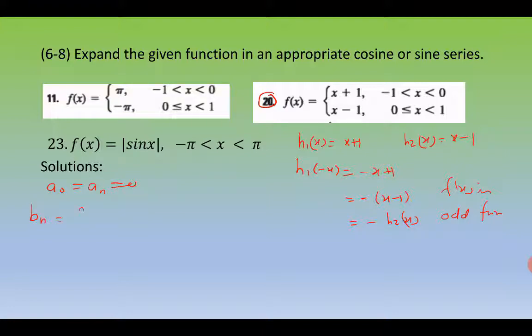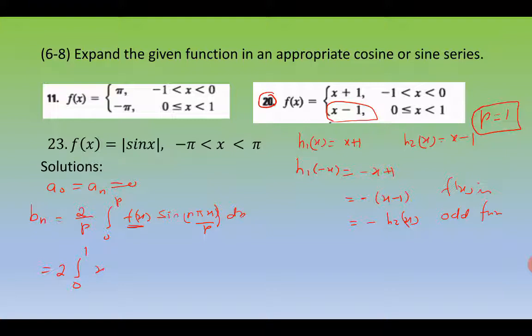Only to find bn, the formula is 2 over p times the integral from 0 to p of f of x sine n pi x over p dx. What is p here? Again the p value is 1. Therefore 2 times the integral from 0 to 1. In this interval 0 to 1, what is the function value? The function value is x minus 1, because we are dealing with the interval 0 to 1. Sine n pi x dx.